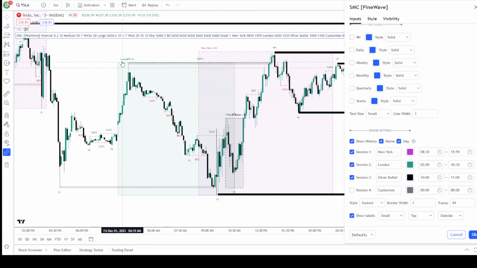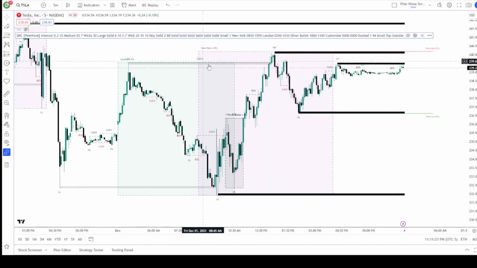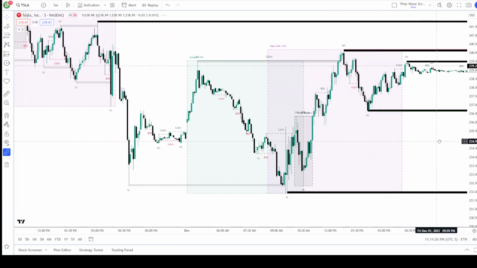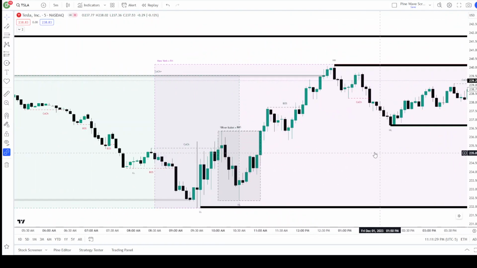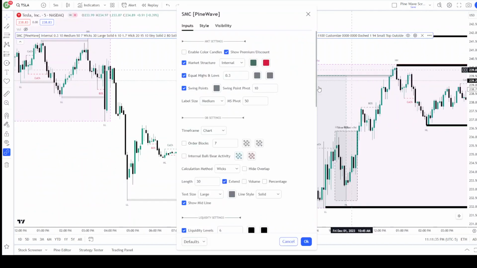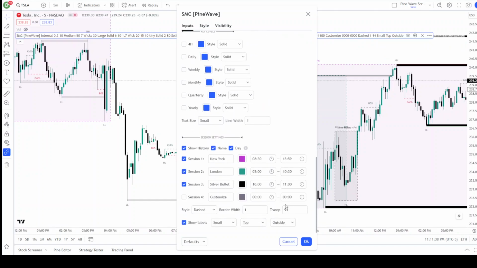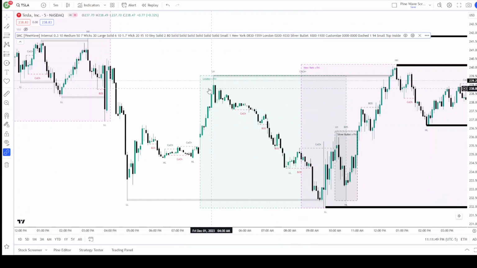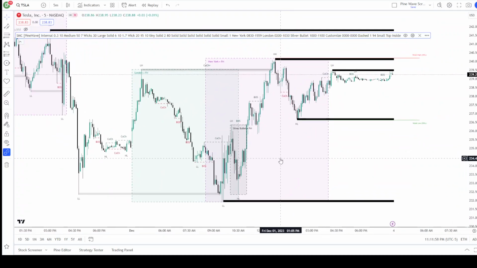New York, London, silver bullet. Right? Sometimes you got to take off some of the other labels if you want to see them well, but that's up to you. Or you can also extend the session out. Silver bullet, New York. All right, let's see if we can adjust those to a different space. Show labels on inside. There we go. Okay, New York, London, silver bullet tells us the day inside of that. So cool setting, right?